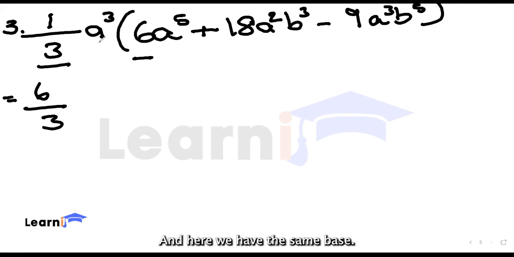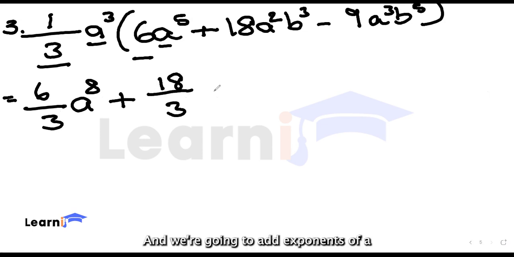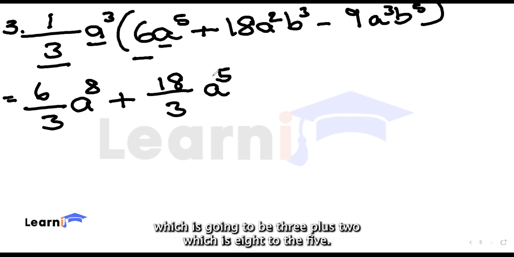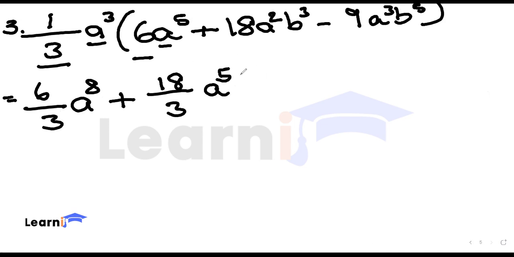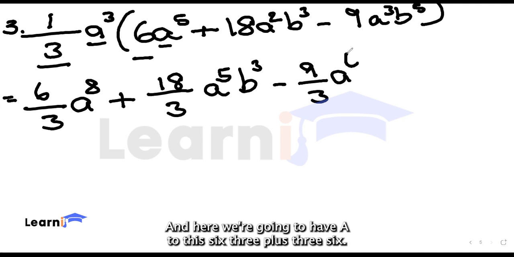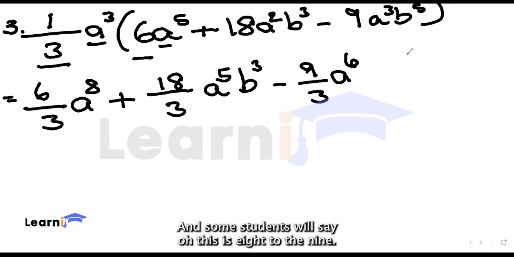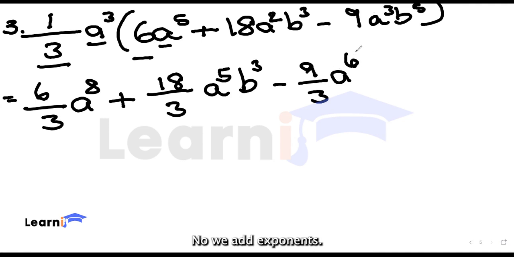And here we have the same base, so we can add exponents. So that becomes a to the 8. Here we're going to have 18 over 3. And we're going to add exponents of a, which is going to be 3 plus 2, which is a to the 5. There is no b's, so that will stay b to the 3, minus 9 over 3. And here we're going to have a to the 6. 3 plus 3 is 6. Remember, you add. Okay, we're multiplying. Some students will say, oh, this is a to the 9. No, we add exponents. We don't multiply exponents.